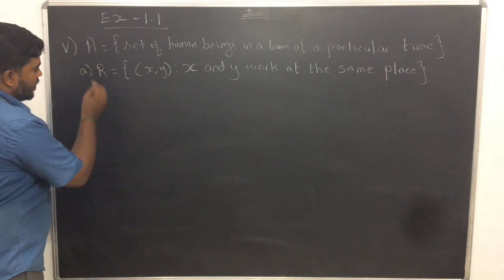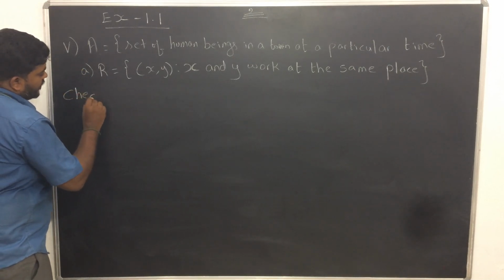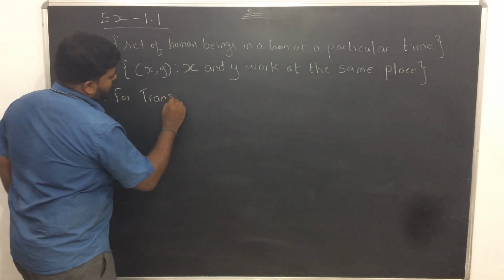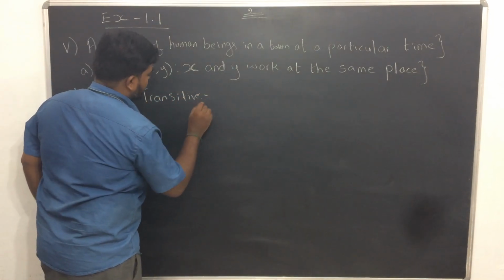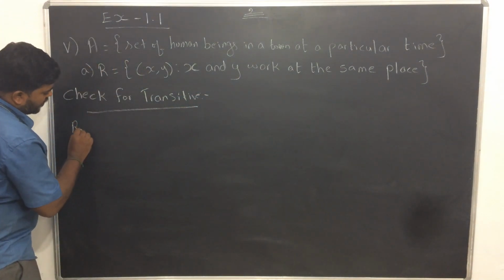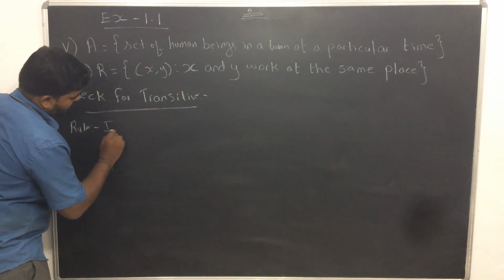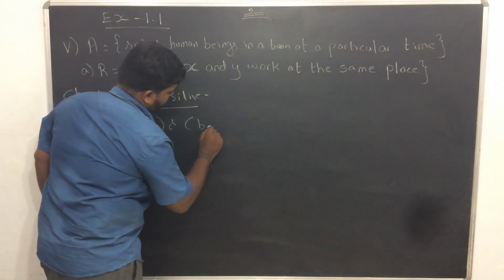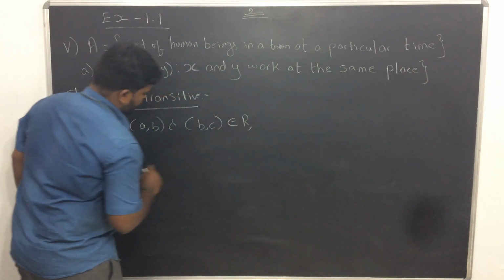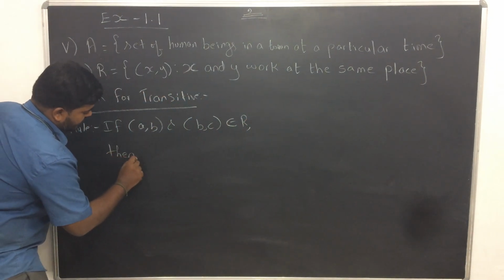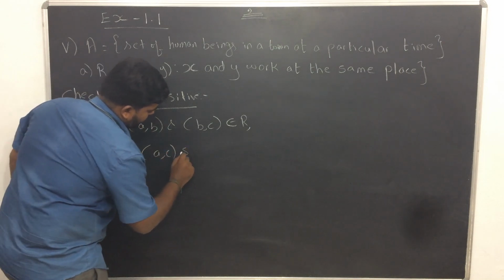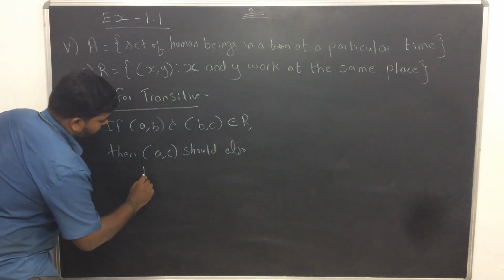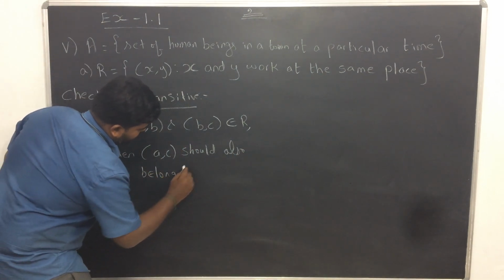Now, let's check for transitive. What is the rule for a relation to be transitive? The general rule is: if (A, B) and (B, C) belong to R, then (A, C) should also belong to R. So this is the rule for a relation to be transitive, right?